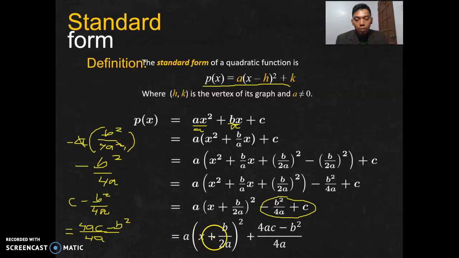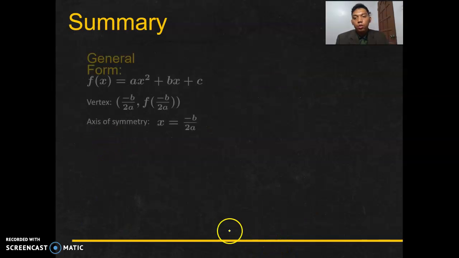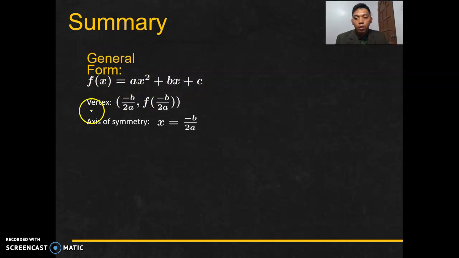So a quantity x plus b over 2a square plus 4ac minus b square all over 4a, which means that our h is this one. Just take the negative, the opposite of that, and then this one, whatever the sign, just copy. Alright, so to summarize, this is our general form, and then if you're asked for the vertex, then you have this formula. So anyways, I will have an example of this later in the next following videos.